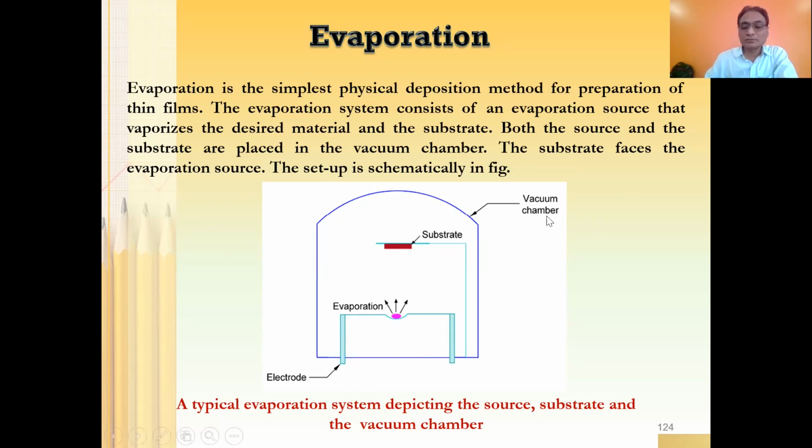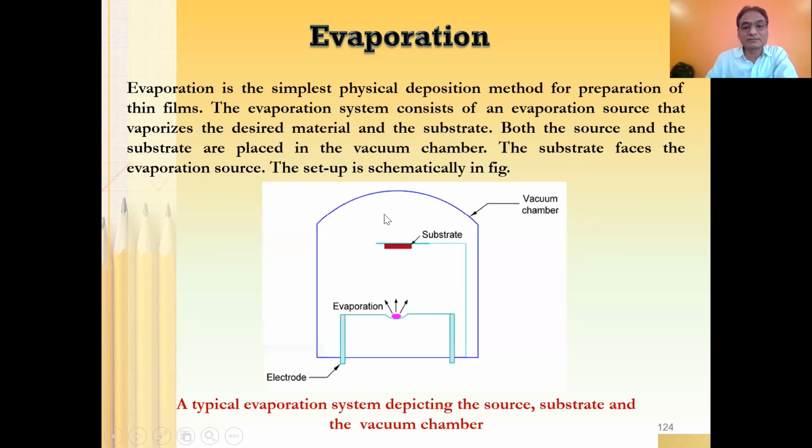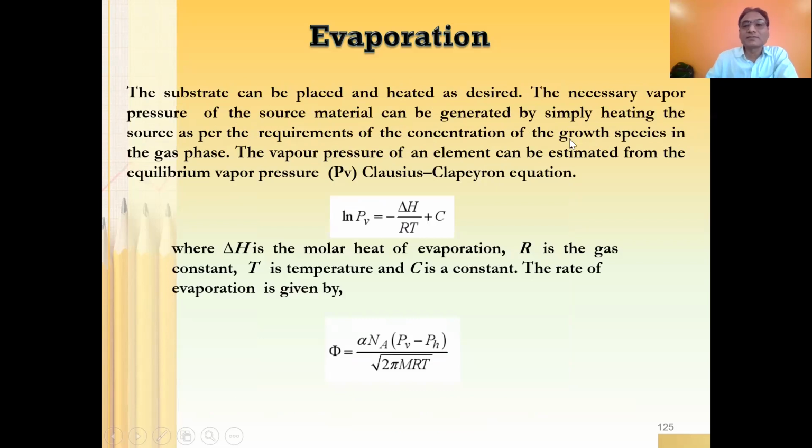Okay, so the substrate can be placed and heated as desired, like this is the substrate. And of course, this entire zone is going to be heated. And the necessary vapor pressure of the source material can be generated by simply heating the source as per the requirement of the concentration of the growth phases in the gas phase.